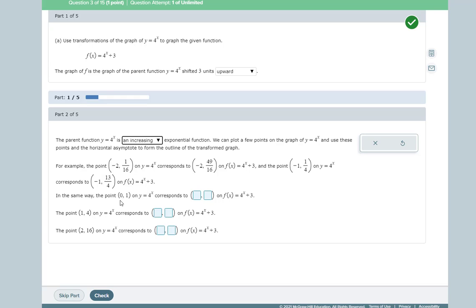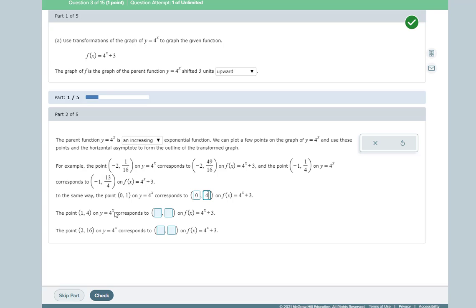Then if we look at plugging in 0, 4 to the 0 is 1. If we're shifting all our y values up 3, it would be 0 here, and if we add 3 to the 1, that would put us at 4.